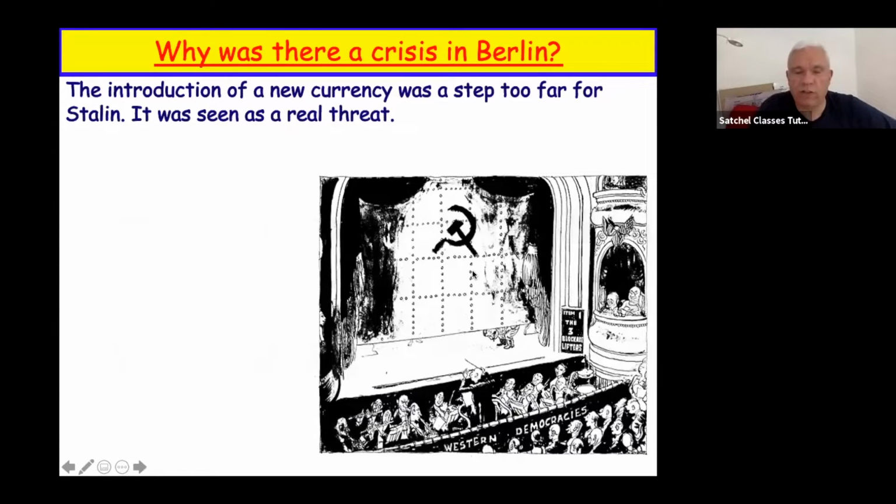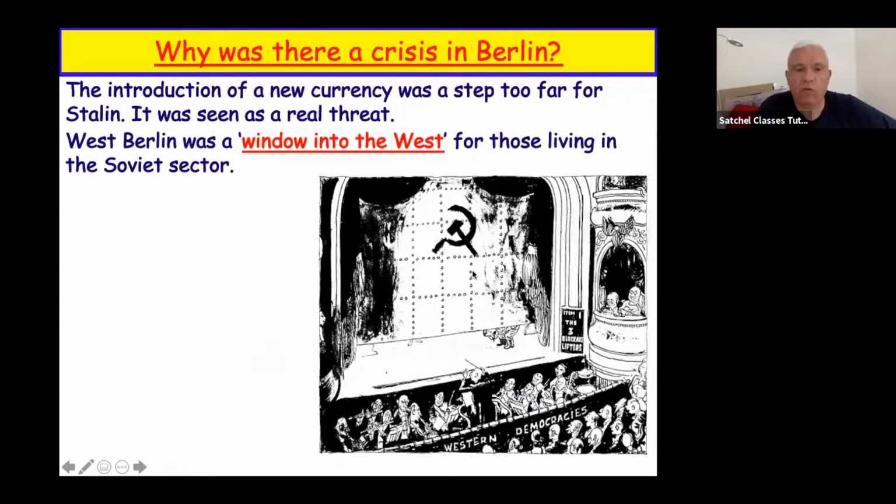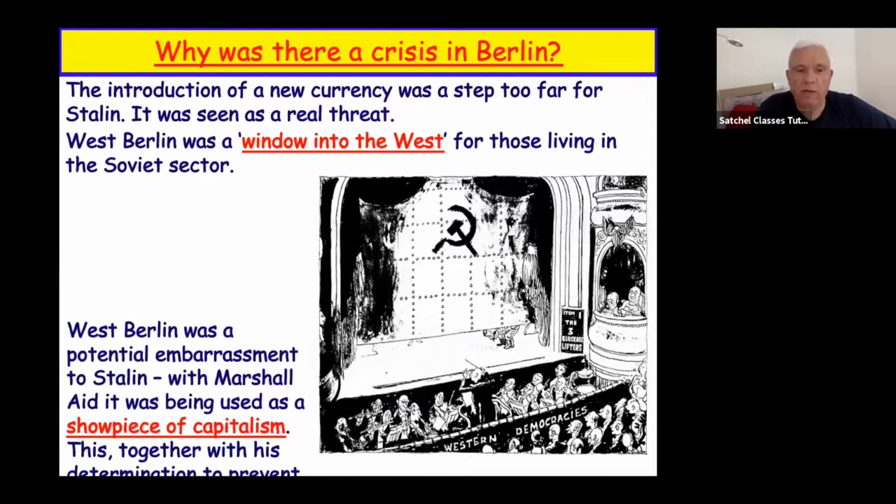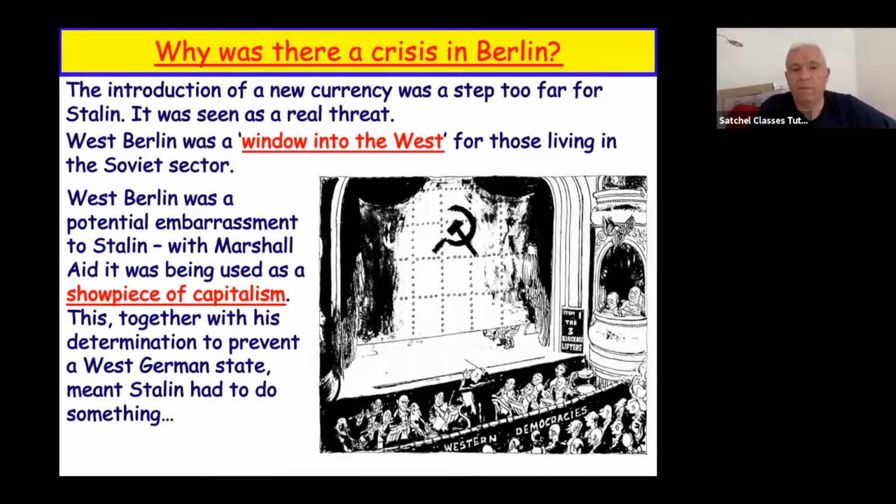Stalin saw this as a bit of a threat, really, and he saw that West Berlin was a window into the West for those living in the Soviet sector. So people could literally see across the street how the West was living, and you could cross over and come back. You had to show your passports and things like that, but you could do it. Lots of people did. West Berlin was a potential embarrassment to Stalin. With Marshall aid, it was being used as a showpiece of capitalism. Look how wonderful capitalism is. People will get better jobs, better pay, better living standards.